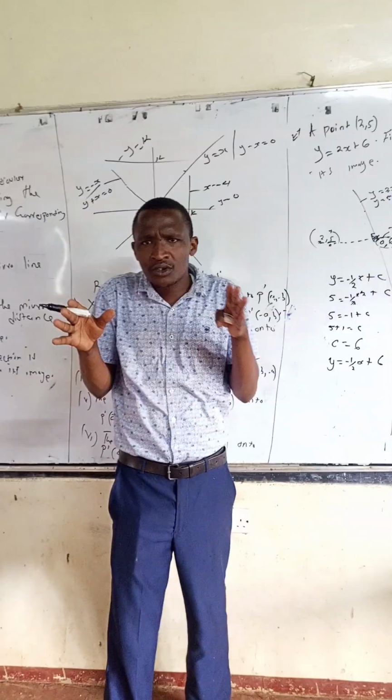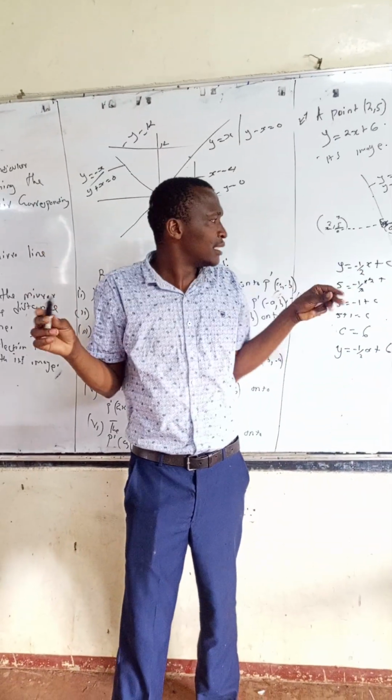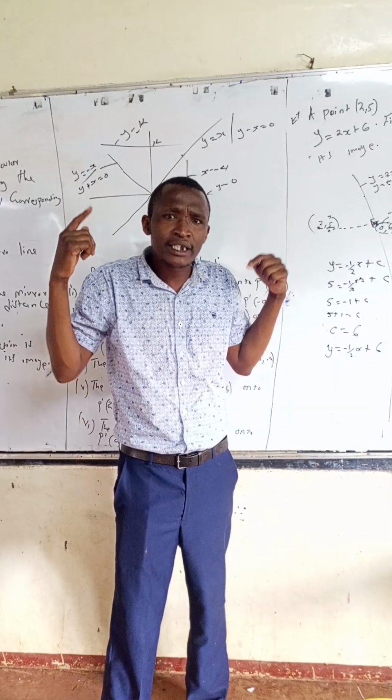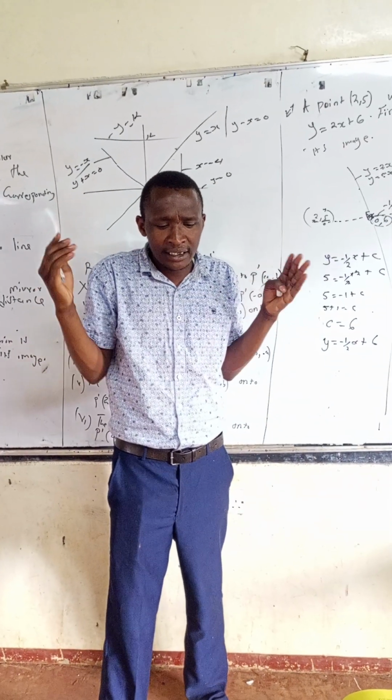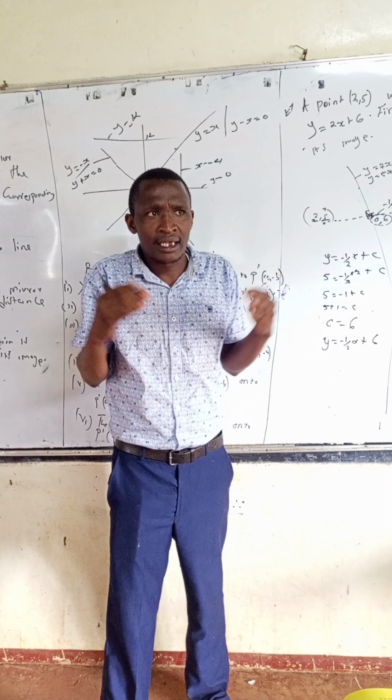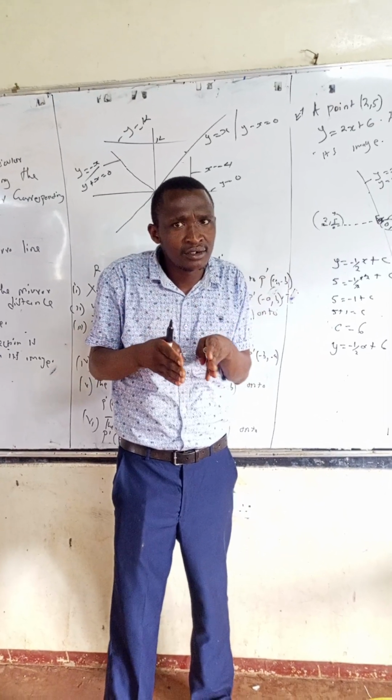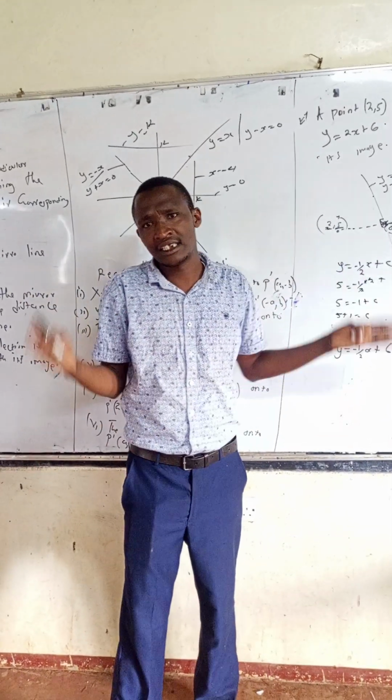We have seen all the steps to follow. There are so many things; the question is very aggressive. You need knowledge from finding the midpoint. M1 times M2 must be negative 1 for perpendicular lines. And you know, when lines are parallel, their gradients are the same.